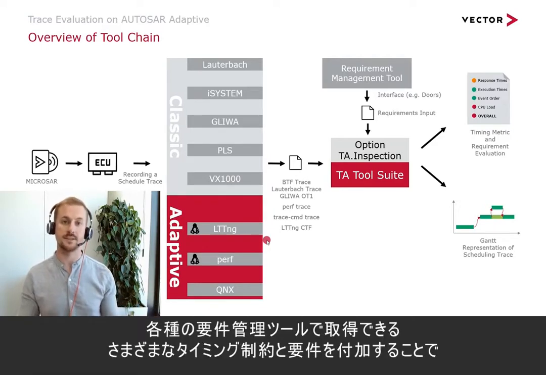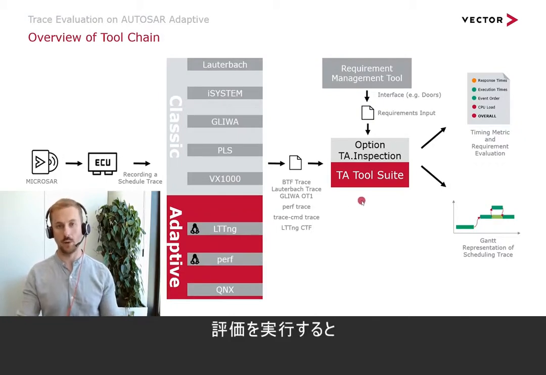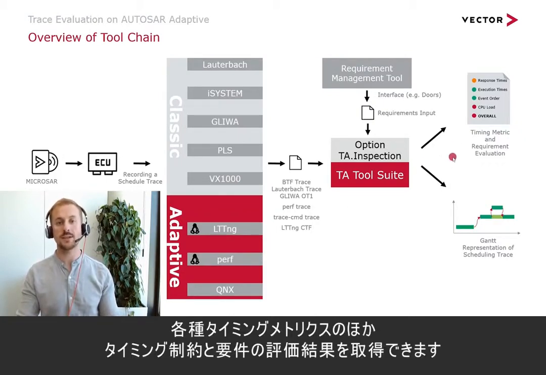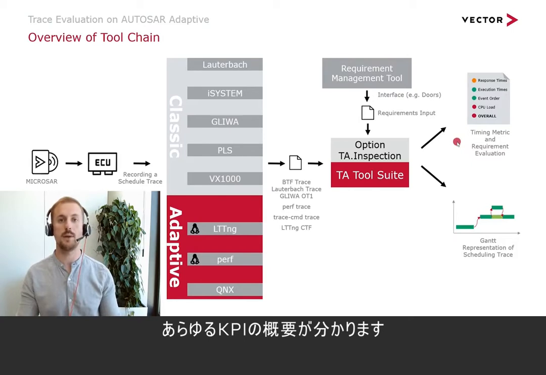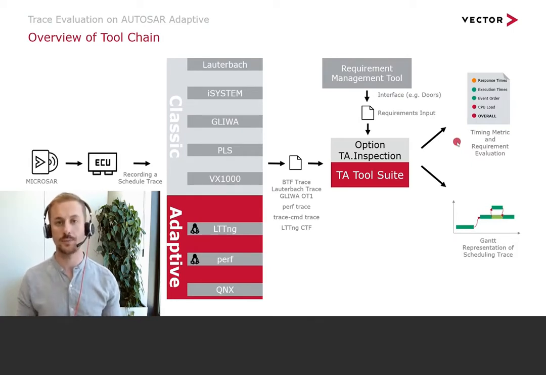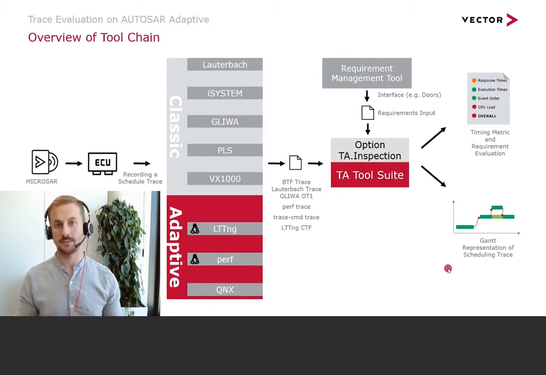You can enhance this trace with different timing constraints and requirements, which can be retrieved by different requirement management tools. After running an evaluation, you will get timing metrics and of course an evaluation of the timing constraints and requirements. This provides a good overview of all the interesting key performance indicators like response time, execution time, and CPU load. Additionally, you get a Gantt representation of the recorded scheduling trace.